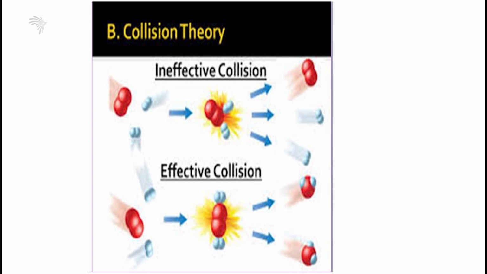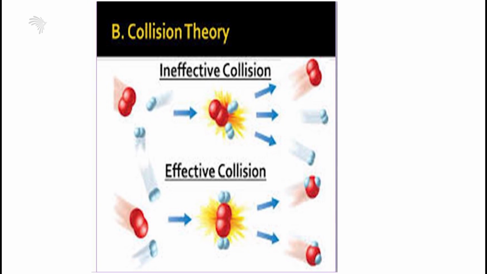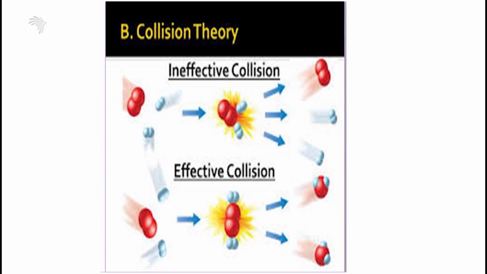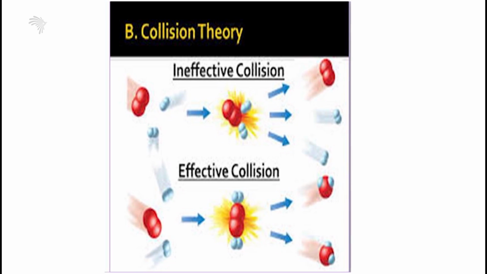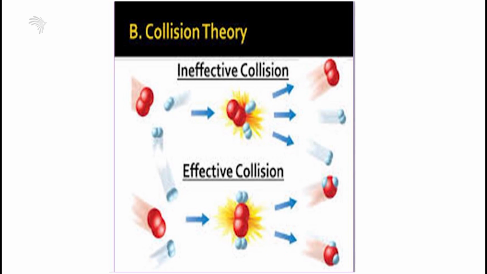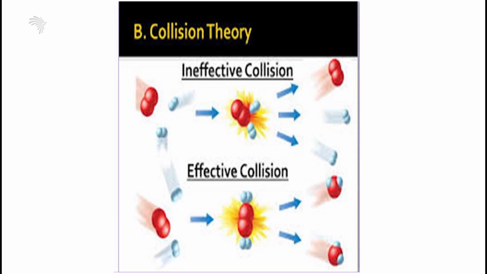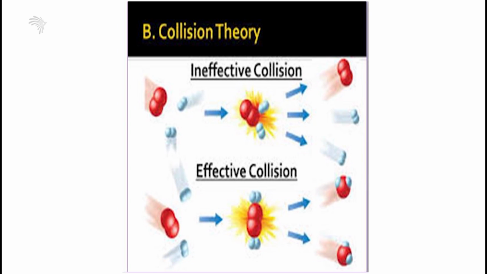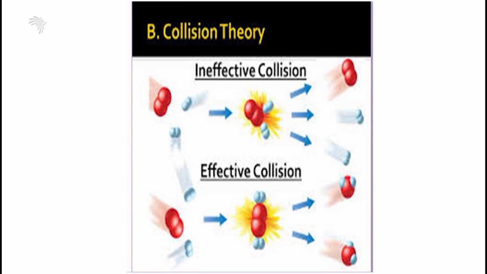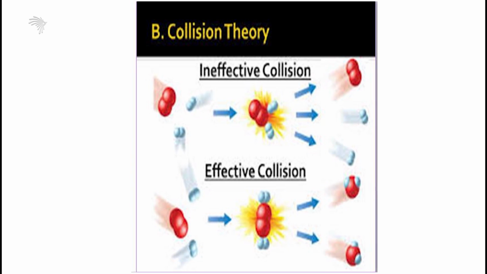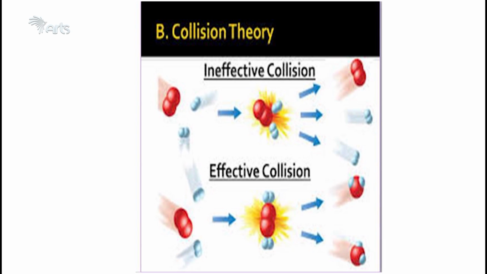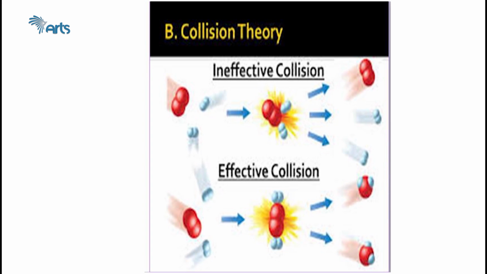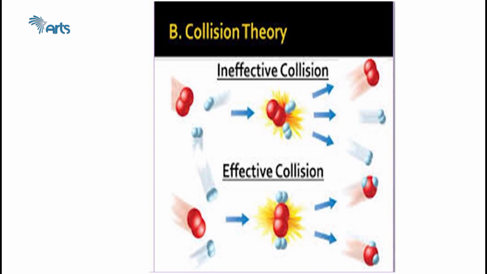Not all collisions between reacting species result in a reaction, and this is because collisions between reactants can be either effective or ineffective. So in collision theory, two important points must be understood. The first vital point is that any collision can be either an effective collision or an ineffective collision. So what major difference lies between an effective collision and an ineffective collision?